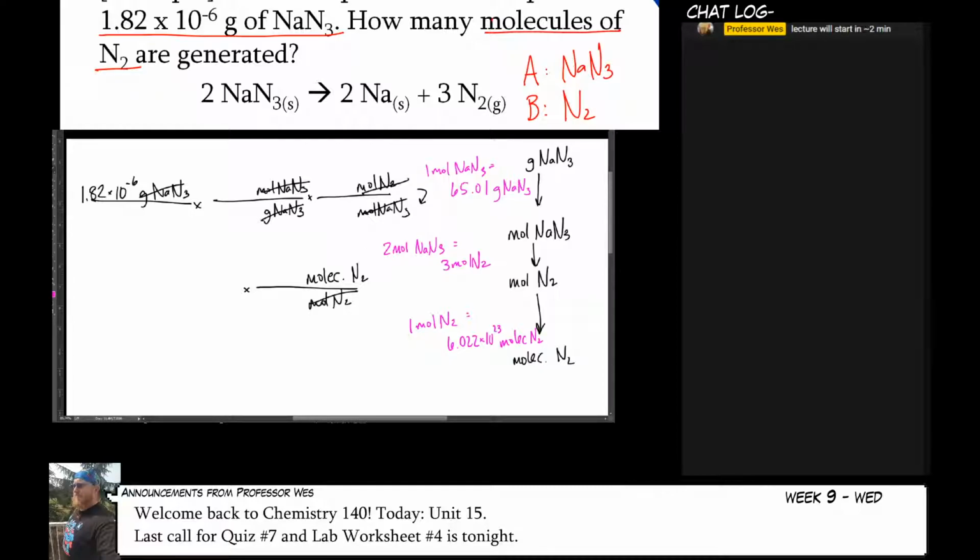And let's fill in the numbers. So 1 mole of NaN3 is 65.01 grams, which is what we looked up over there. For every 2 NaN3 I put in, I get 3 N2s out. And then in a mole of anything, there are Avogadro's number of molecules in the sample.